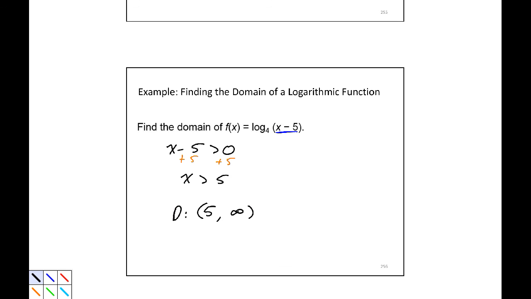Now you can think of this as a transformation, actually. If you notice, an x minus 5 on a function would translate the function right 5. Well, the domain of just log base b of x is 0 to infinity. So we're shifting that interval 0 to infinity to the right by 5. Therefore, 5, infinity.